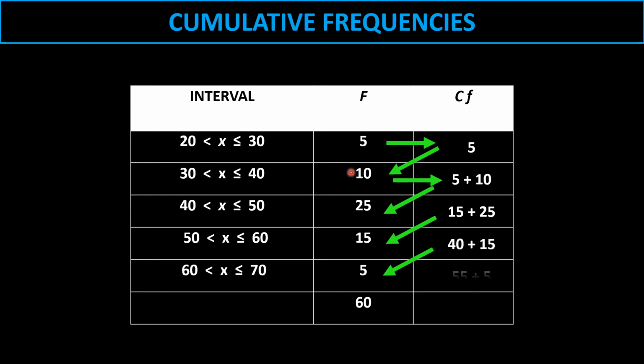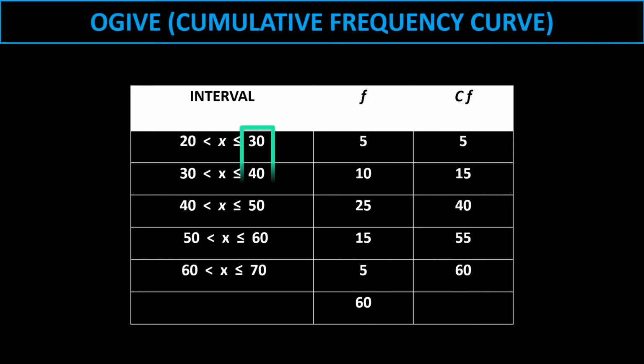Can you see? That's 5 plus 10, which is 15. 15 plus 25, which is 40. 40 plus 15, which is 55. 55 plus 5, which is 60. And now if you just do the calculations, there's our cumulative frequency. You can follow that again. We start with 5. 5 plus 10 gives me 15. 15 plus 25 is 40. 40 plus 15 is 55. 55 plus 5 is 60. Now notice here, if you have a 60 there and a 60 there, then you know you've calculated your cumulative frequencies correctly.